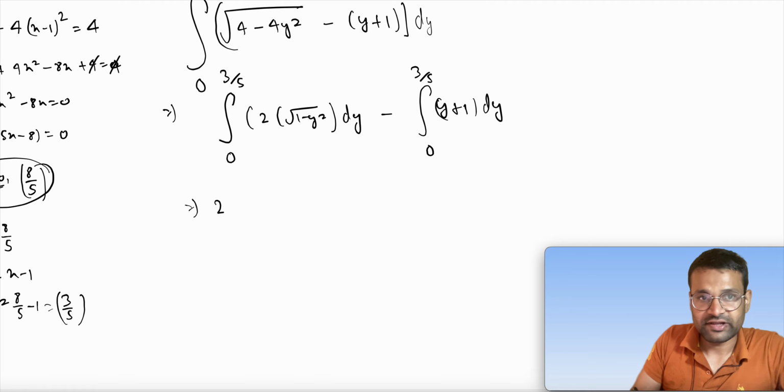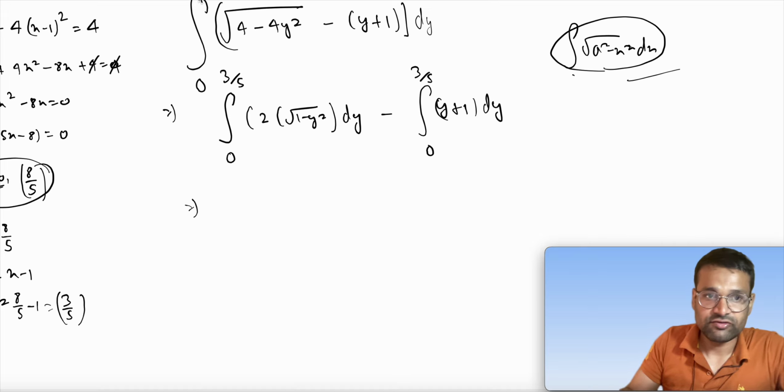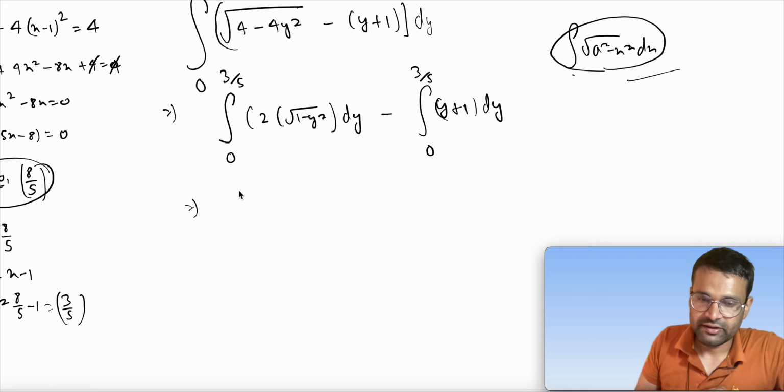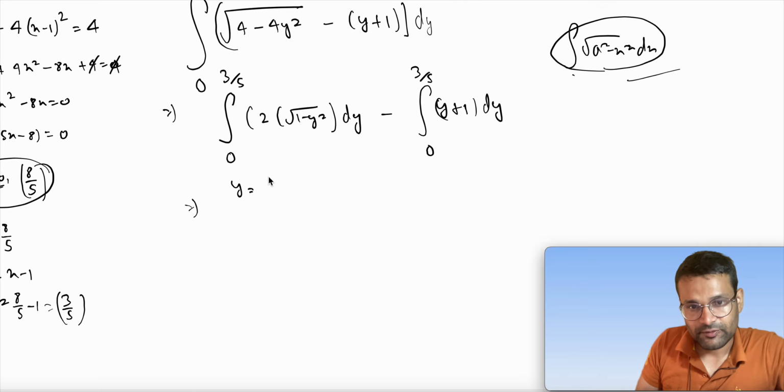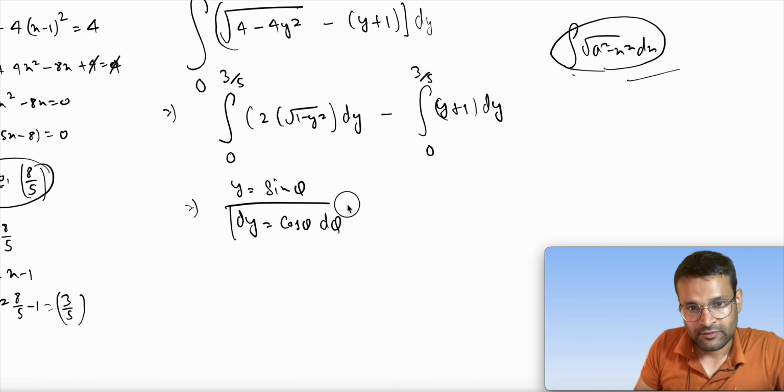Suppose that y equal to sine theta. Either you can apply this formula, integral of root under a square minus x square dx, but you can solve it easily by transforming, by transformation of the definite integration. So suppose y equal to sine theta, so dy equal to cos theta d theta. Now you put it here everywhere.